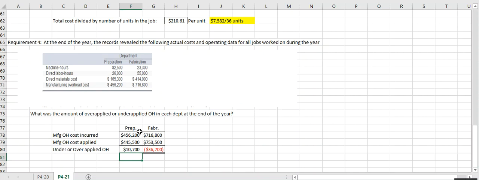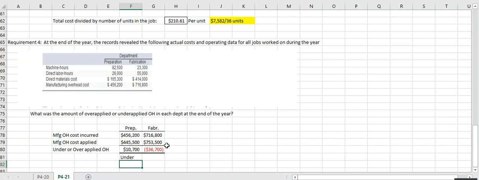In the preparation department, we have actual overhead cost. We paid $456,200. We applied, or costed out, or allocated, all that means the same thing, $445,500. So we actually applied less than what it actually cost us. Because we applied less, we need to go back and apply another $10,700 in overhead to get this number up to equal what our costs were. So this one was under applied because we're going to have to go back and actually apply some more. We didn't quite apply enough.